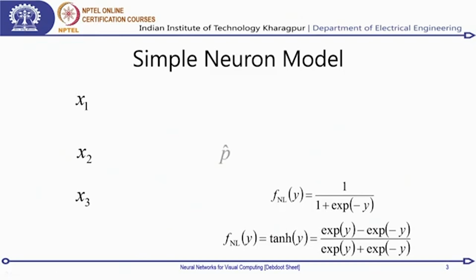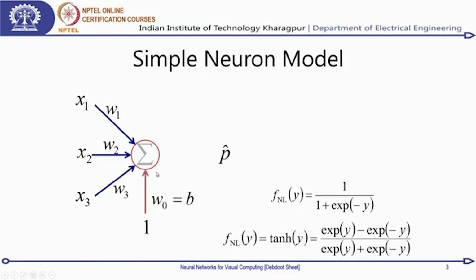Now, together what we can do is we can associate a categorical variable, say p hat over here, which is called a predicted class or predicted categorical category label variable. Now, we can associate each of these scalars with certain weights, and then sum them up. So, x1 will be multiplied by a weight w1, x2 by a weight w2, x3 by a weight w3, and then on top of it we add a certain scalar value, a DC offset, which is also called a bias.